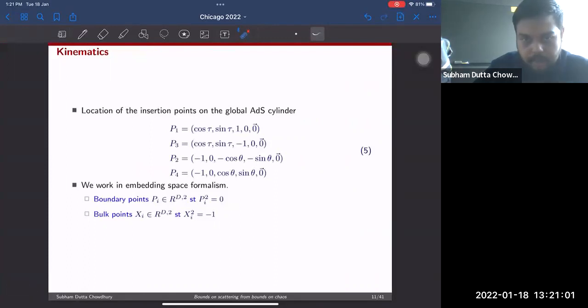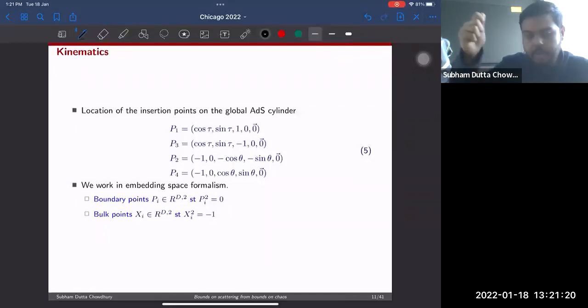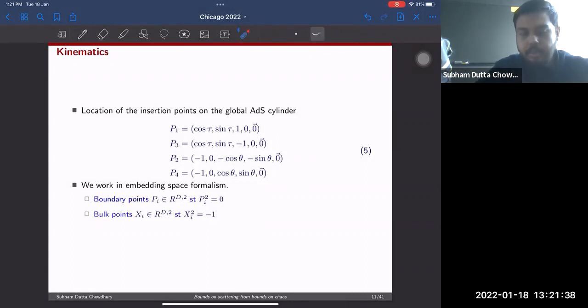Okay, so now I will move on to the details. Let me first describe the kinematics of the thing that we'll be looking at. I'll be considering 4-point functions of CFTs with insertion points on the global AdS cylinder. We will be working in the embedding space formalism, a D+2 dimensional formalism, since the conformal group has a natural action on light rays passing through the origin of R^{D,2}. A very efficient way of studying CFTs is to embed them in these higher dimensions and take sections of the null cones, and that describes your operators in the CFT.